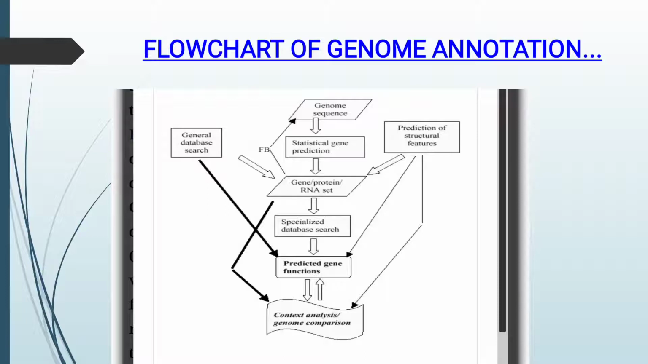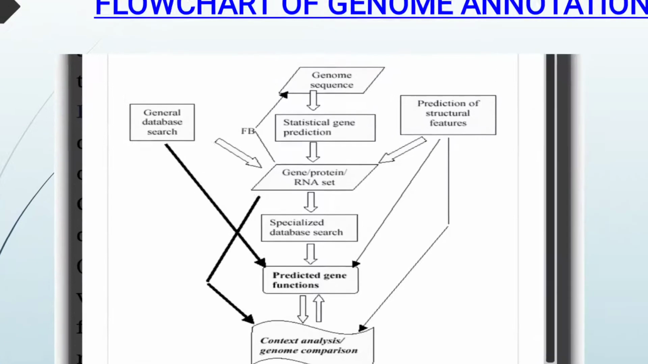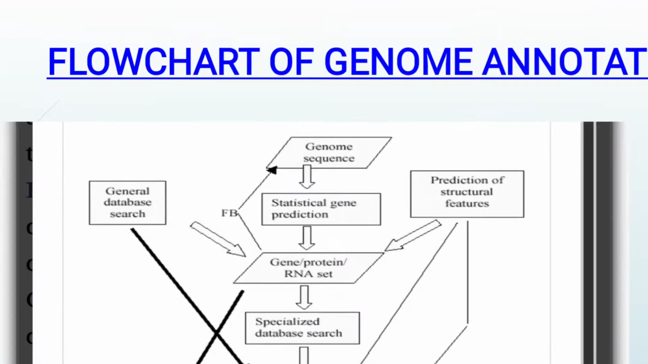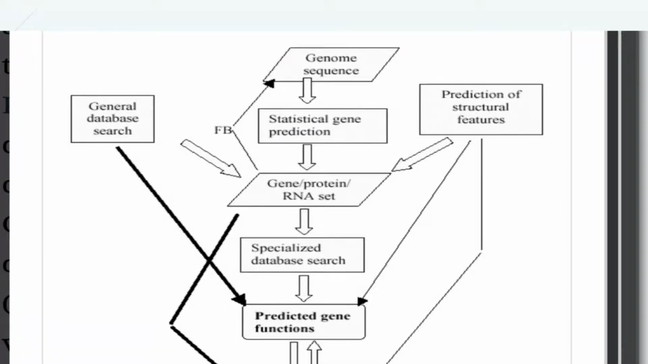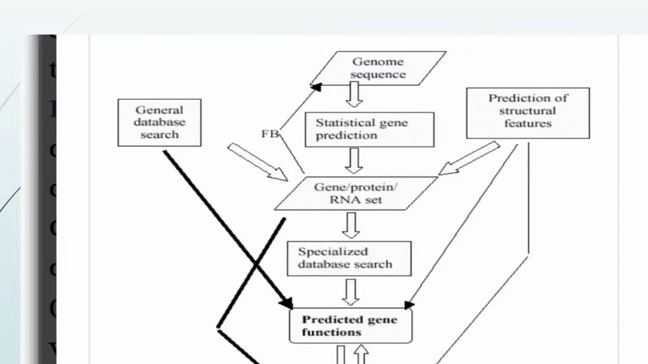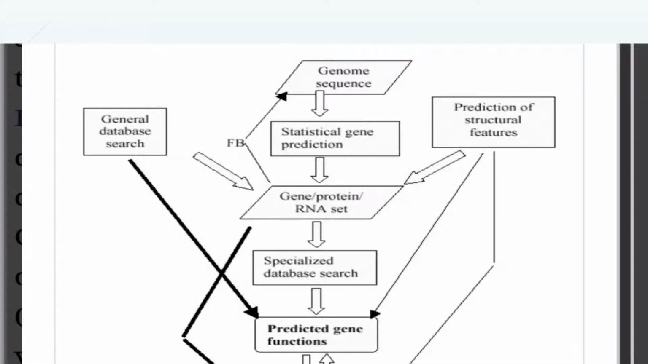Now, what is the flow chart of genome annotation? What are the steps involved in genome annotation? Just now I told you, the first step is genome sequencing. In the genome sequencing, you get the list of letters ACTG. This is a raw sequence. Once you get the raw sequence, statistical signal gene prediction is done on this, in statistics, like what are the homologous regions, which regions are totally different, which are the non-coding regions. With the help of statistics, this is done.